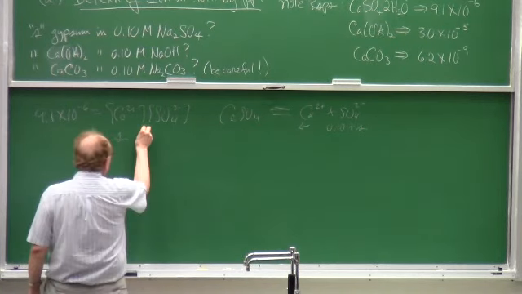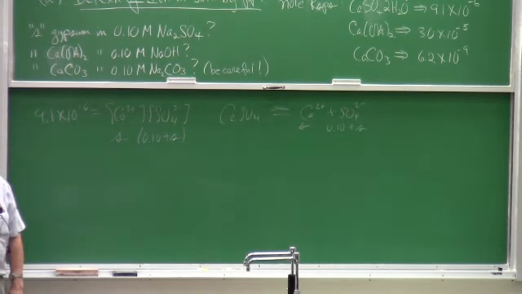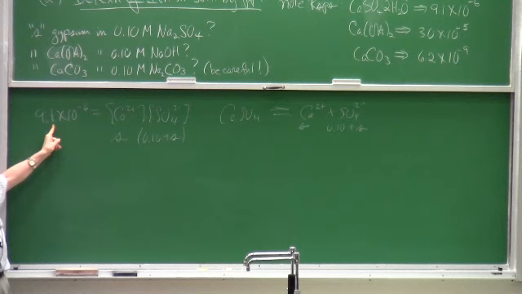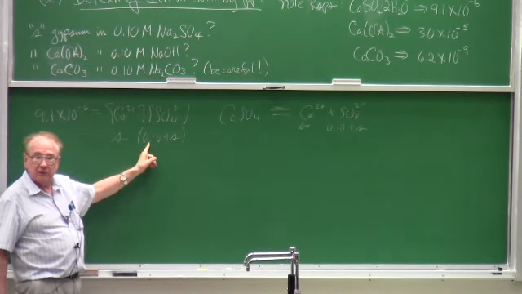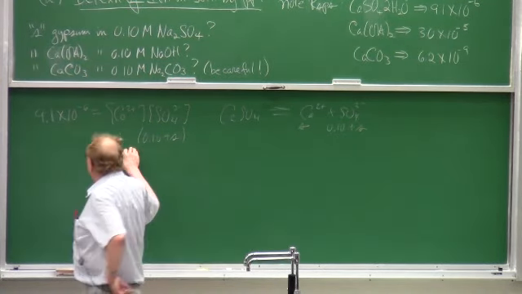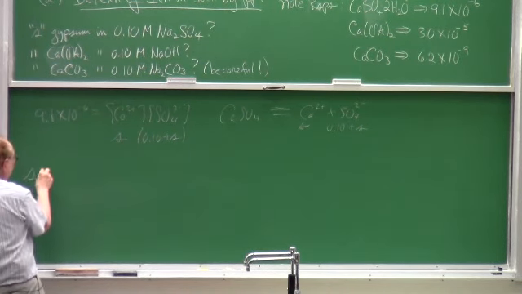So this is 0.10 plus S. So my arithmetic would be this. Now in calculating S, can I see at a glance that the S value has got to be a lot smaller than the square root of this number? And the square root of this number is 3.0 times 10 to the minus 3. Well, if S is a number that's a lot smaller than 3.0 times 10 to the minus 3, when I add S to 0.10, am I going to change 0.10? Nope, not at all. So the solubility for calcium sulfate in 10th molar sodium sulfate solution is this.